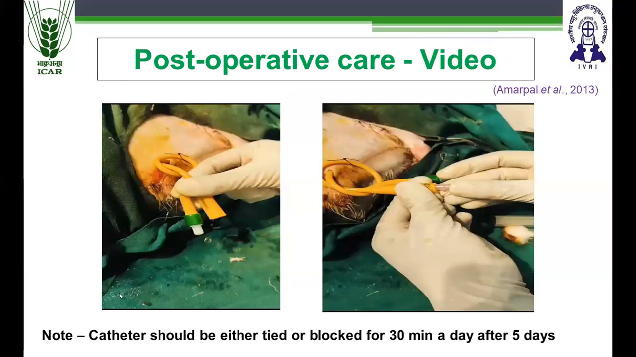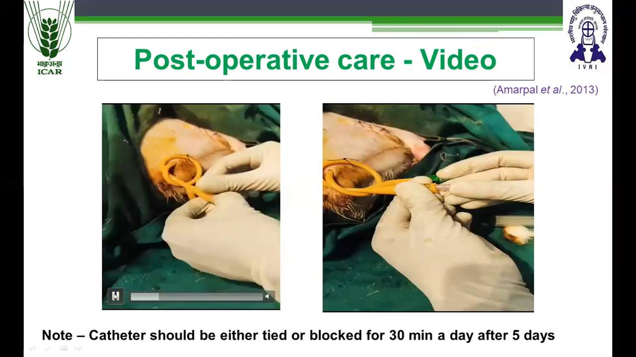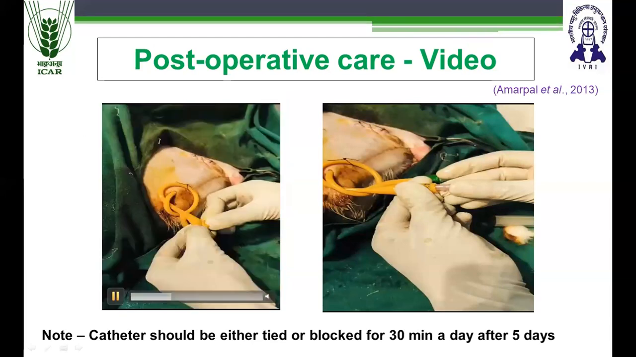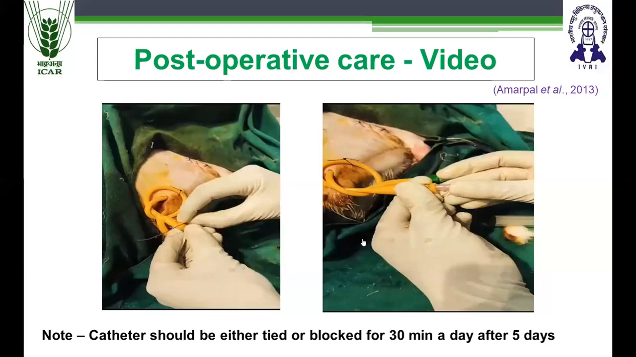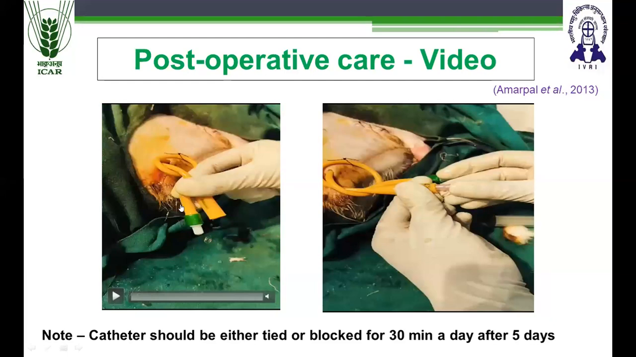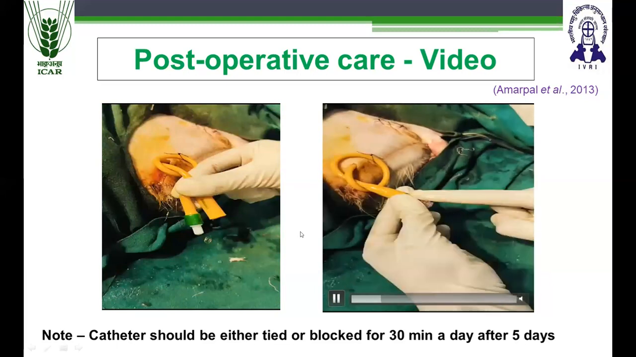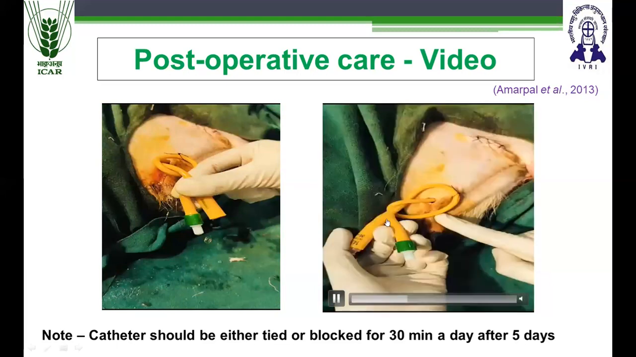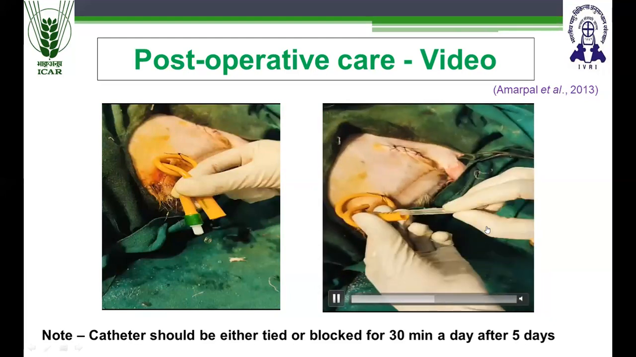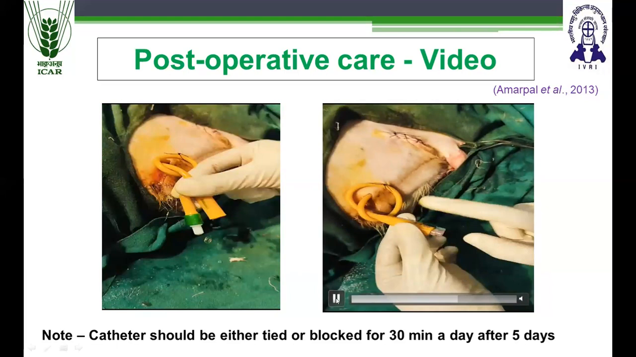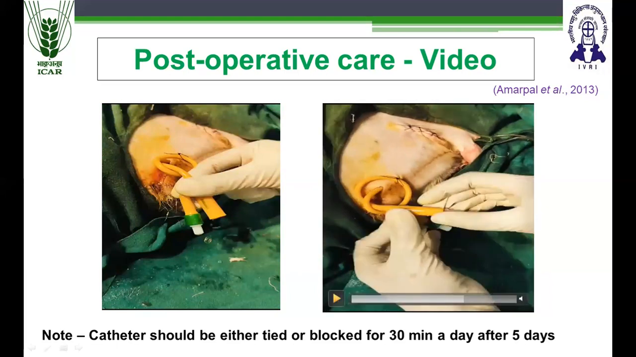Next in post-operative care after this surgery, we have to advise the owner to clamp, as I already told, or tie a thread on the catheter, so as to see whether the animal is urinating through the natural orifice. If we cannot tie any thread, we can also block the urine drainage port using a syringe hub. This is also a very effective method used in this particular place. We can either tie or use a syringe hub. We should block the catheter only for 30 minutes a day, starting from day 5 of surgery.